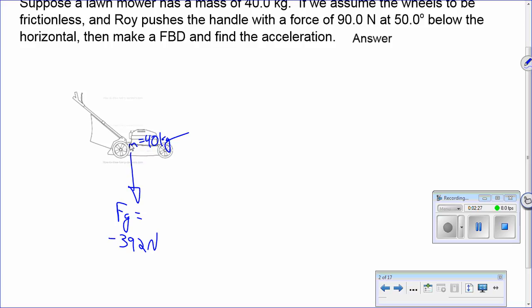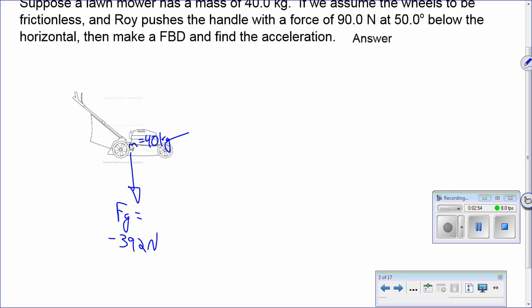All right? The next thing we want to do is deal with any given forces. So it tells us that Roy is pushing this thing. He's pushing the handle. As you can see, the handle's kind of at an angle. And as a result, the force that he exerts is at this kind of angle. Now, the directions do say to make a free body diagram, and at the end I will draw a complete free body diagram, okay? For right now, though, I just kind of want to solve the problem.